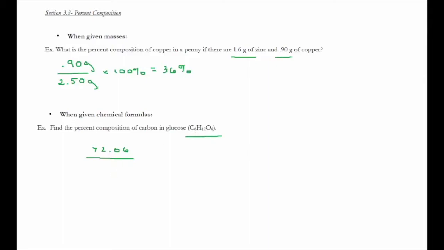So 12.01 times 6 plus 12 times 1.008 plus 6 times the molar mass of oxygen, which is 16. And so what I get here is 180.156. And then I'm going to multiply that by 100%. And so what I end up getting, I round to 3 sig figs. If you round to 4, that's fine. It's a little bit ambiguous for these problems, how to round. I get 40.0%. So that's how to find percent composition. If you're given the mass, awesome. If you're not and just given the chemical formula, use the molar mass of your atoms and your total molecule.